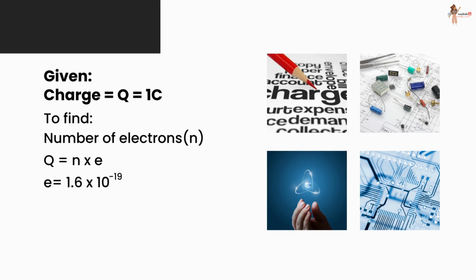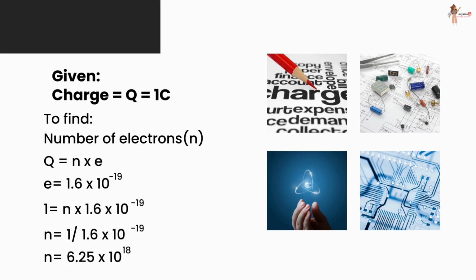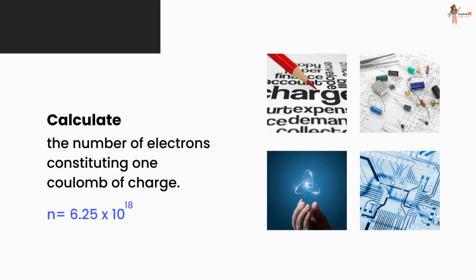Now, charge of 1 electron, as we just discussed, is 1.6 into 10 raised to the power minus 19. Hence, total charge, that is 1, is equal to n into 1.6 into 10 raised to the power minus 19, which gives us n as 6.25 into 10 raised to the power 18. Hence, the number of electrons constituting 1 coulomb of charge is 6.25 into 10 raised to the power 18. That was simple as well as interesting, isn't it?